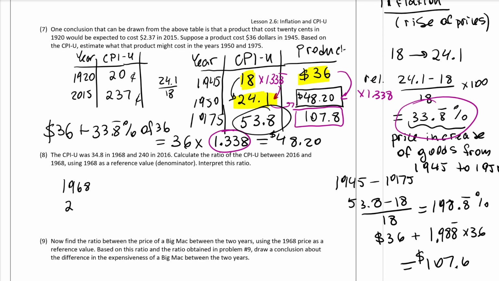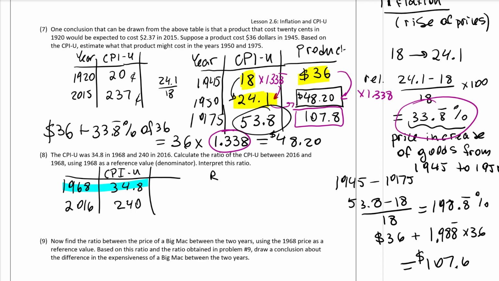All right, so here are the 2 years. The CPI-U for 1968 was 34.8, while the year 2016 is 240. So go ahead and find the ratio of those two using 1968 as your denominator for the CPI-U. Go ahead, let me give you a moment.